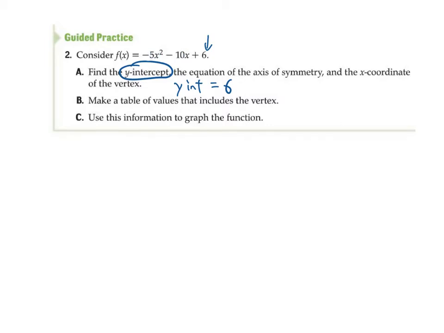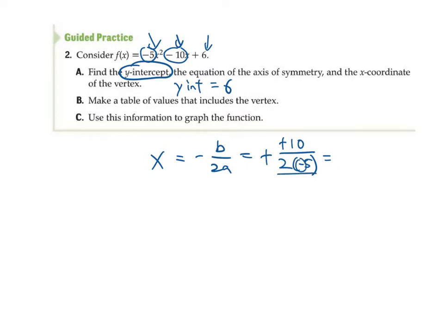And then the equation for the axis of symmetry will always be x equals. Okay, so it's a vertical line, so it's x equals negative b over 2a. This is already written in the standard form from the highest degree to the lowest. So negative b, so that's negative 10 over 2 times a, which is negative 5. These two negatives cancel out. You still have one more negative. 2 times 5 is negative 10. 10 over negative 10 is equal to negative 1.